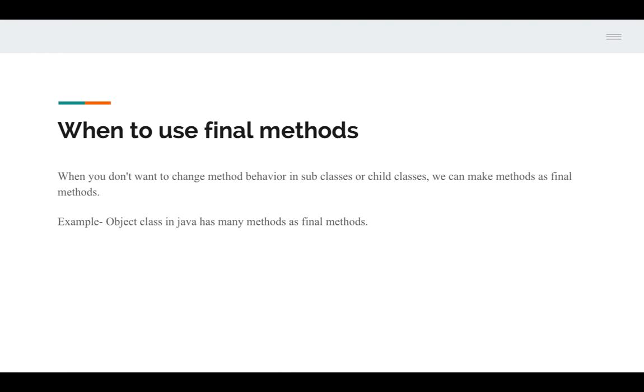So now the question comes in the mind, when to use final method. I hope you are able to relate it, that whenever you don't want to change any method's behavior in the child classes, you can make these methods final methods. And the best example is the Object class. The moment you open the Object class, which is a predefined class in Java, it has so many methods which are declared as final methods. It means you cannot override them.